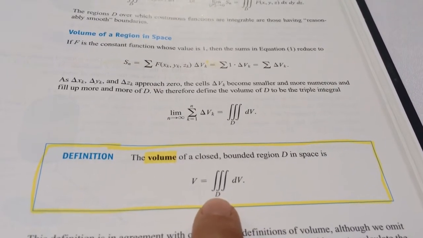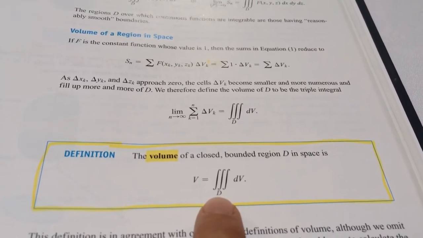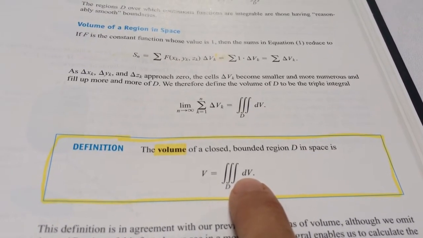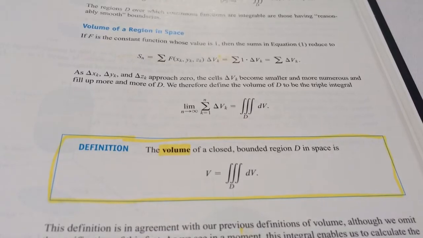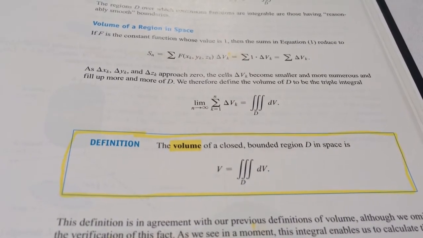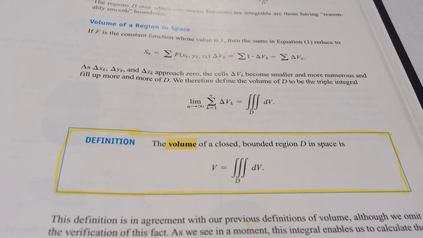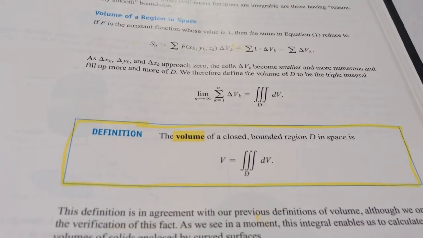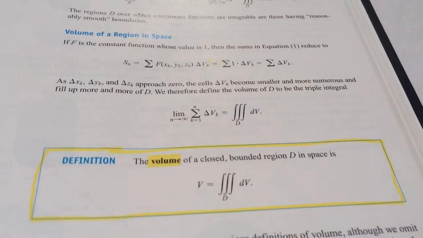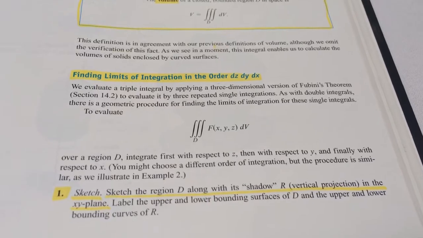They're using D instead of R because the D is now 3-dimensional. The R is 2-dimensional. And then they're using dV instead of dA because dA was dx dy or dy dx. dV, there's actually 6 possible combinations. dz, dx, dy, dz, dy, dx, and so on. I'm not going to go through all 6 of them right this minute, but there's 6 possible combinations for the dV now. So at the bottom of the page, they talk about how to find the limits of integration.